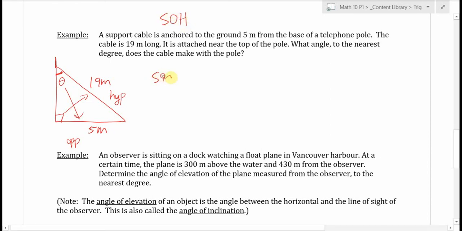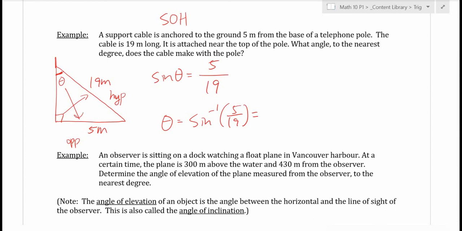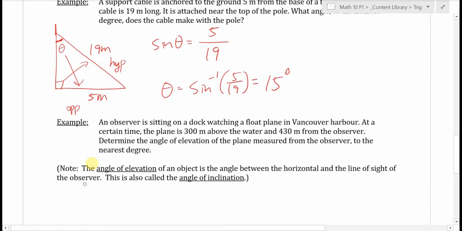Every time after sine, cosine, or tangent, it has to have an angle attached to it. So sine theta is opposite over hypotenuse. To solve for angle theta, you simply take the inverse of it. So inverse sine of 5 over 19. Make sure to put 5 over 19 in brackets. To the nearest degree, you should get 15 degrees. Hopefully that makes sense to you.